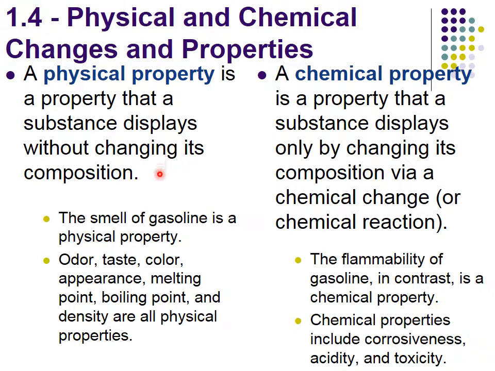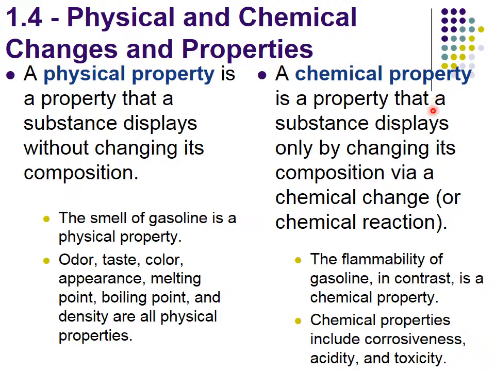what it is. So the examples are smell, taste, color, odor. These are all things that we can figure out without changing what the compound is. Melting point, boiling point, we can melt something or boil it. It doesn't change what it is because we can freeze it or condense it and get back that substance in its original state. All we're doing is a state change. We're not changing the chemical composition.